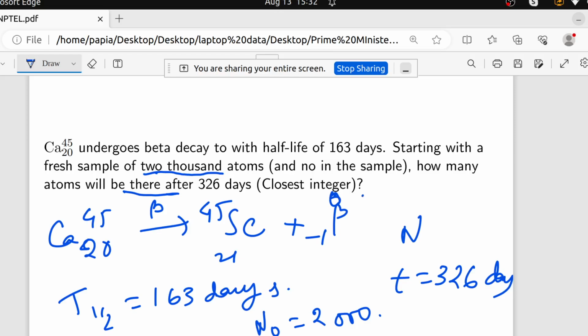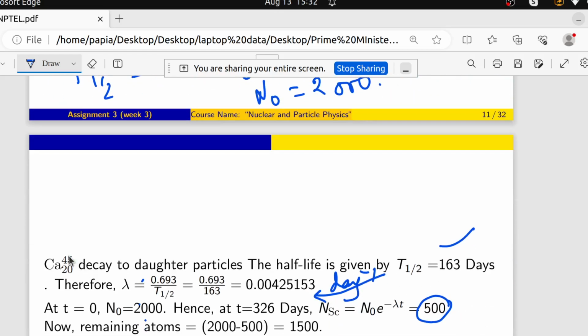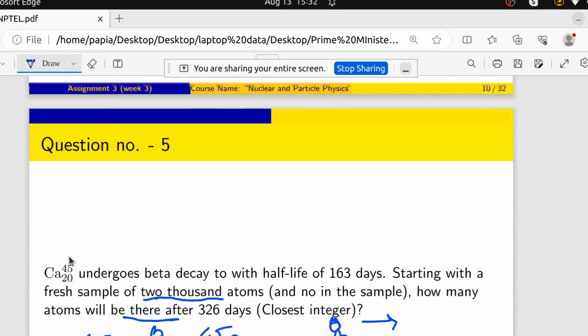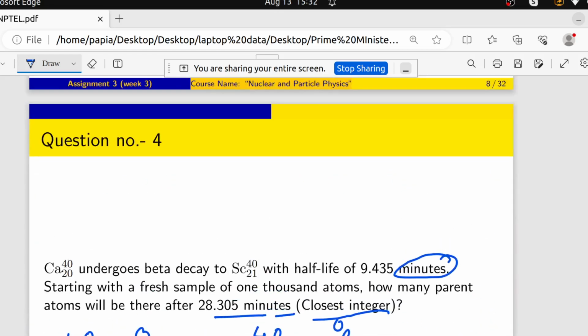So how many atoms will be there after t equals to t? Those that have become radioactive, transformed to scandium, are 500. So what will be the remaining? Remaining is 2000 minus 500, which is 1500. Very similarly, in that question also it was asking how many parent atoms.